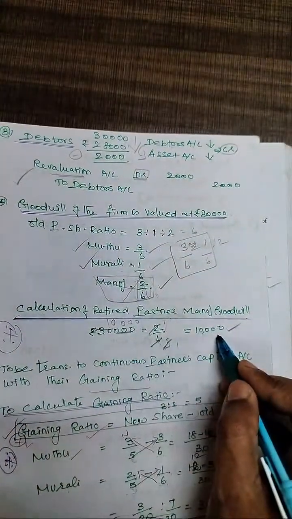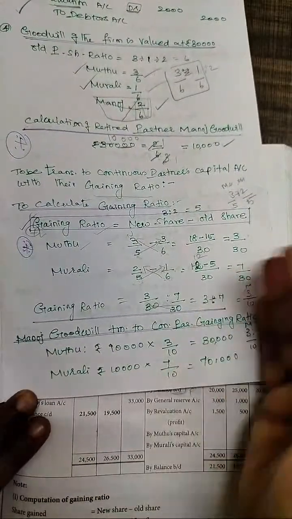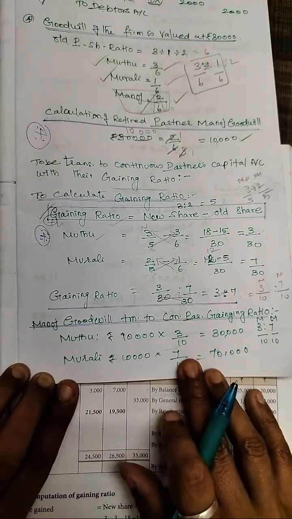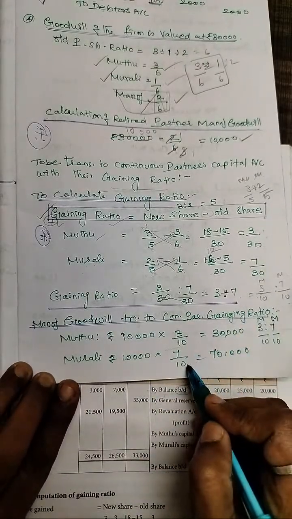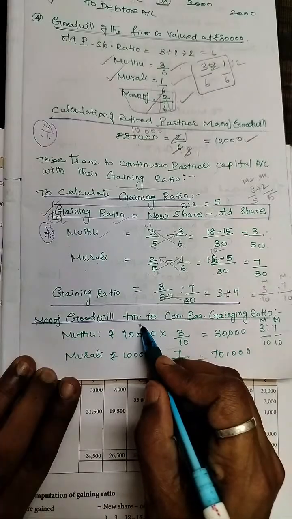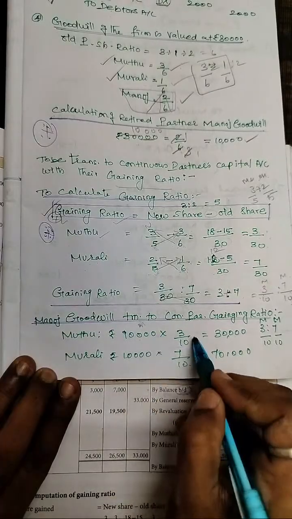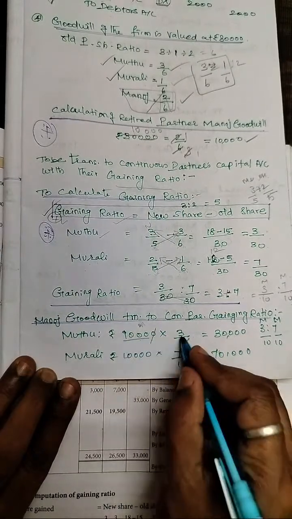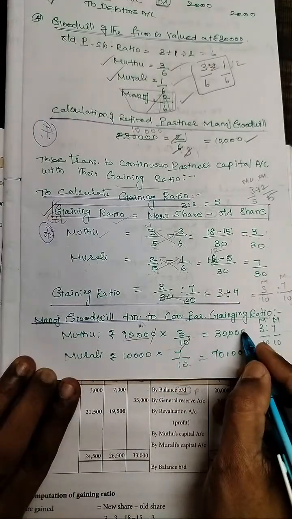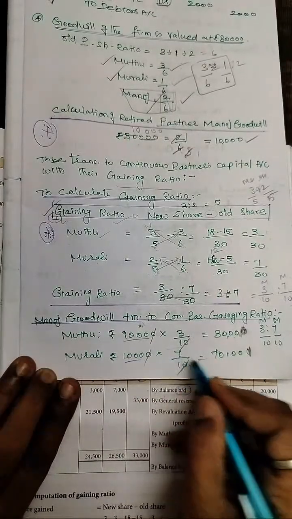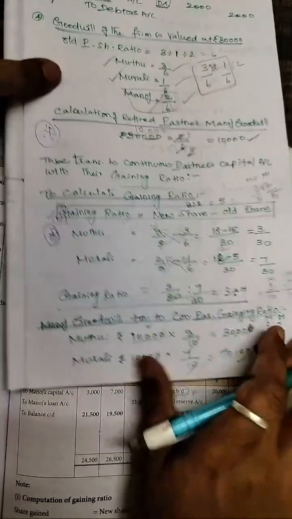So what is the retiring partner's goodwill value? 10,000 rupees. Now we have to transfer that to the continuing partners' capital accounts with the gaining ratio. Okay, the gaining ratio is 3 by 10 and 7 by 10 after adjustment. So the 10,000 rupees belongs to Manoj, the retiring partner, Manoj's goodwill. It will be calculated now with the gaining ratio. 10 and 10 cancel, 1000 into 3 is 3000 rupees. Okay. So 0s cancel, 1000 into 7 is 7000 rupees, which goes to Muthu's and Murali's capital accounts.